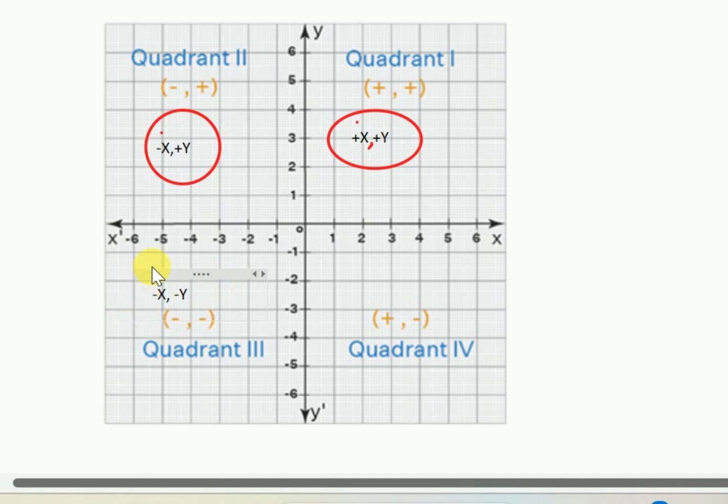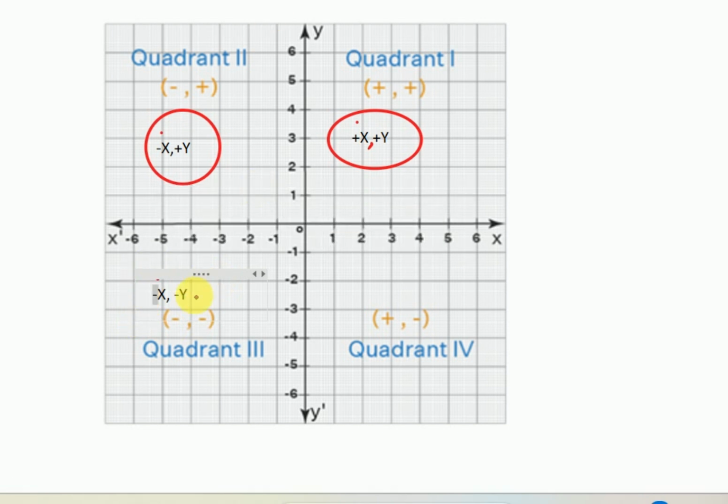In the third quadrant, it is to the left of the y-axis and origin, so the x-coordinate is negative, and below the x-axis and origin, so y is negative. So here the coordinates are negative, negative. And in the fourth quadrant, x is positive and y is negative for the same reason. So here the x-coordinate is positive, y is negative.